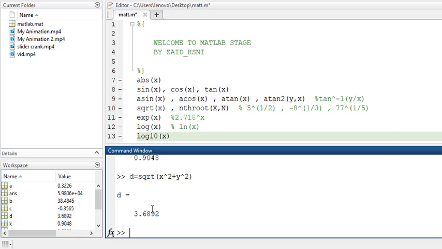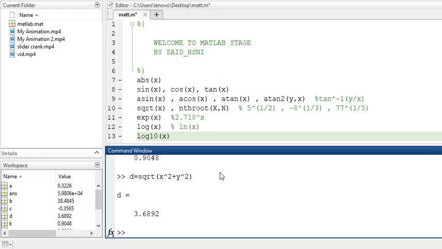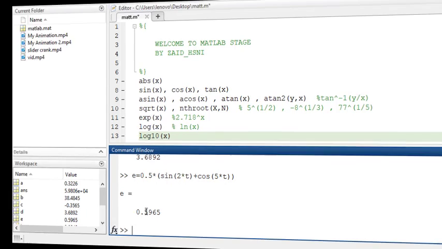The last example, e is equal to sine of 2t plus cosine 5t, divided by 2. Dividing by 2, I can type it as 0.5. So sine 2 times t, we already defined t, which is 1, plus cosine 5 times t. Hit enter. We can see our result, 0.59.